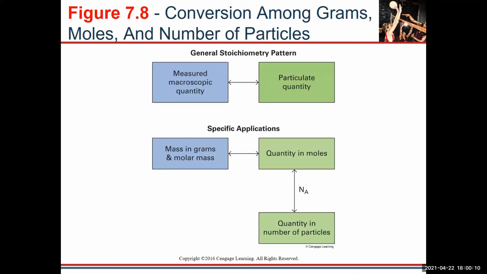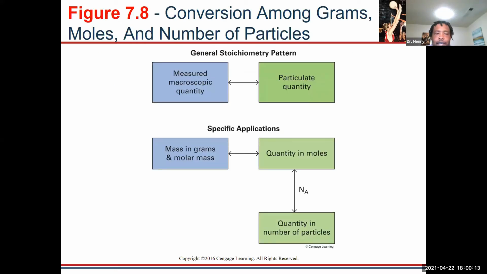Okay. So this slide here is basically telling you exactly the same thing. If you're given something in grams, you're going to use molar mass to convert to moles. And if you have moles, because we know moles is quantity, and we want to go from the number of moles to the actual quantity of what we're looking at, then we're going to use Avogadro's number.